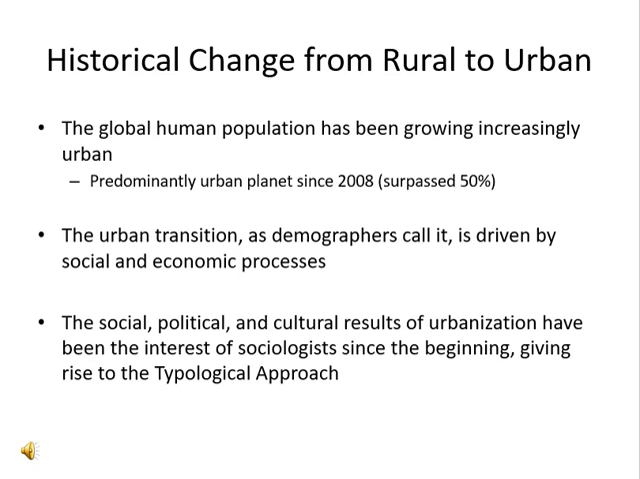And we see that the global human population has been getting increasingly urban really for several centuries, but it became a predominantly urban planet around 2008 when the global urban population surpassed the global rural population. And so we can call this the global urban transition, and it's driven by a number of social and economic processes. And the results of urbanization are quite significant for social life, for political life, for the economy, for culture, and for the environment. And the typological approach can help us understand and grapple with some of these changes.